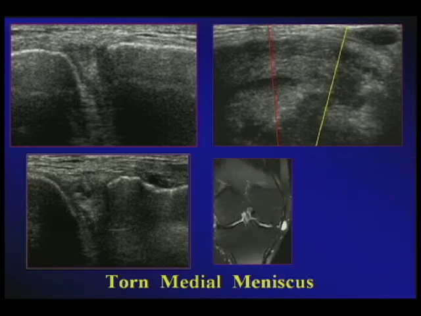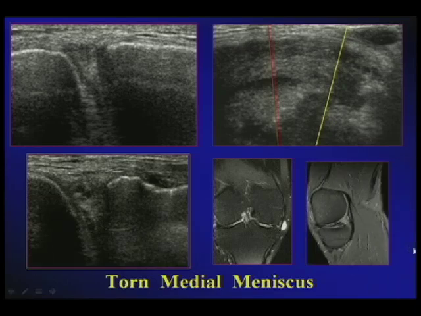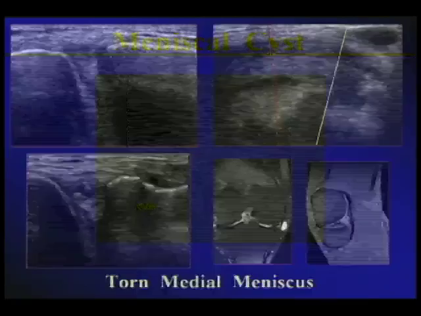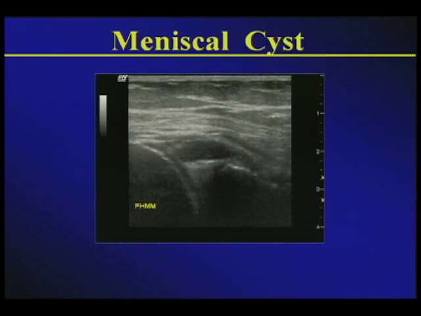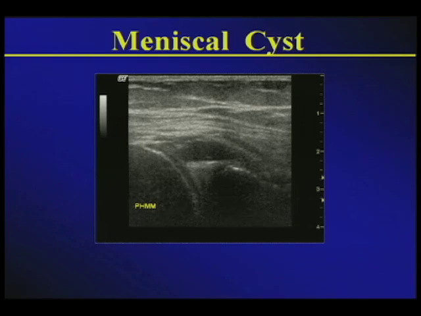For confirmation, here you can appreciate that the triangle of the meniscus on this fluid-sensitive sequence coronal MR image shows you that there is fluid going into the tear, both on coronal and on sagittal. Again, one more time, the black triangle of the fibrocartilage of the meniscus is interrupted by this hyperechoic line.